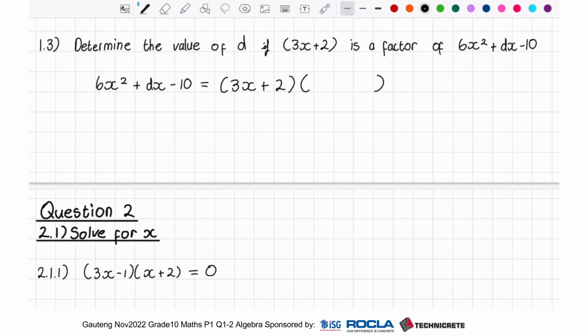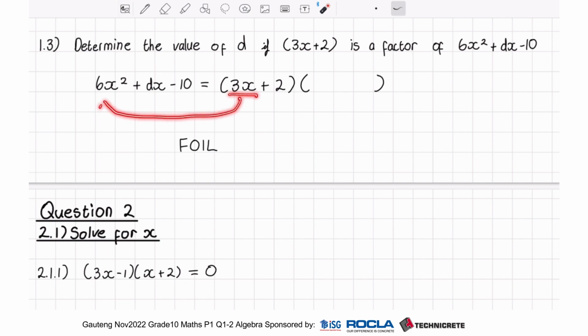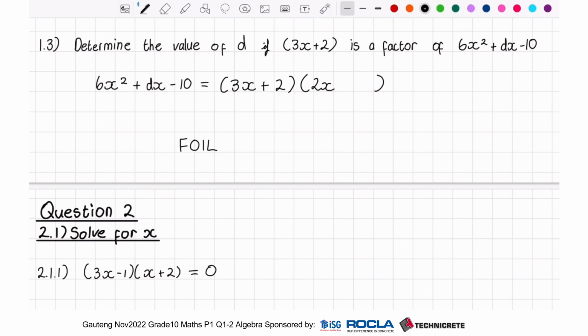Okay, so we know by FOIL that I'm going to be multiplying the first two terms together, and that's what's going to give me the x squared part of this. So I know that if I multiply the two terms together, I need to have 6x squared, and I already have 3x here. So to make it into 6x squared, I'm going to have 2x as my first term in this bracket. And then by FOIL, I also know that the last two terms, so this plus 2 that I was given and this one that I don't know yet, have to equal negative 10. And so the only possible answer is negative 5 for this one.